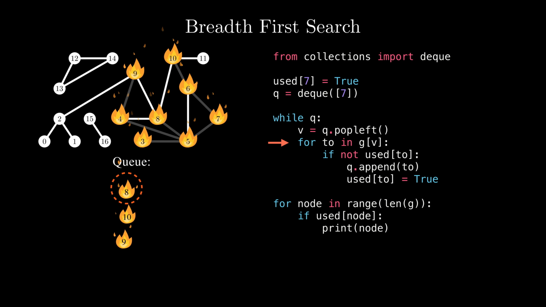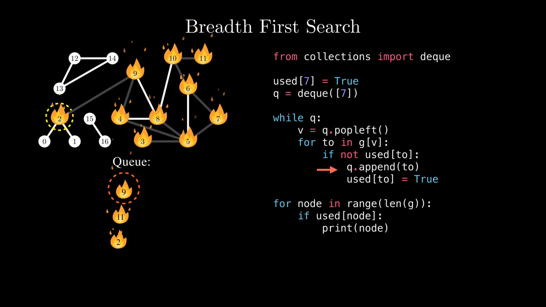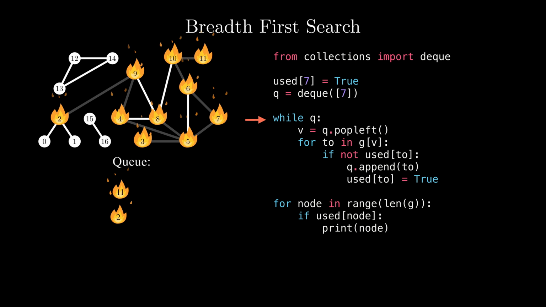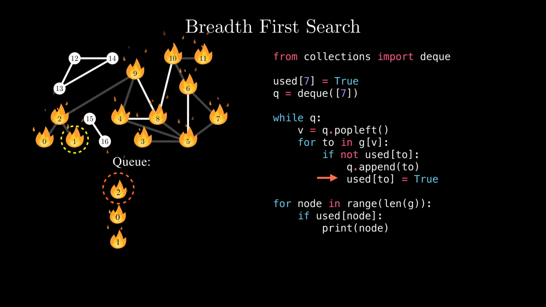As all of the neighbors of node 8 have already been used, we won't do anything, so the queue won't be modified. Next, we will take node 10 and after skipping the neighbors 8 and 6, we will add node 11 to the queue. The next step of the while loop will take 9 and after skipping the neighbors 4 and 8, we will add 2 to the queue. As 11 is not connected to any node that hasn't been touched before, the fire on that side of the graph will stop propagating. In the following step, we will take node 2 and will burn nodes 0 and 1 while skipping node 9.